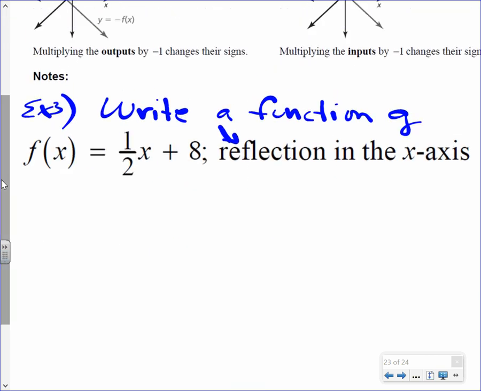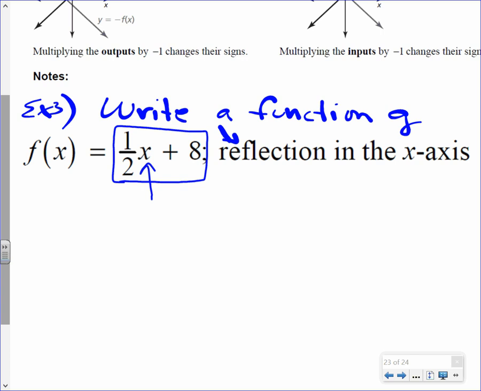Okay, here, in this function, the output is actually this. The output will be all of this. All of this is your output, because if you give me an input and put it in for x, I have to multiply by 1/2 and add 8, then I get the output. So the output is the whole function itself, the whole expression. Your input is just the x. So I have to multiply the whole output by -1 to get my new function.